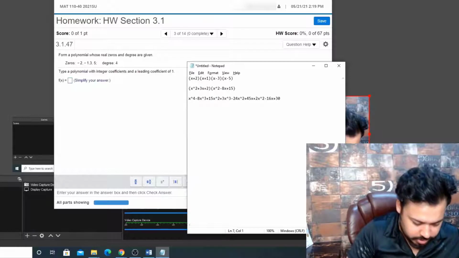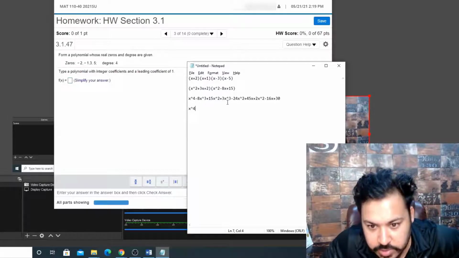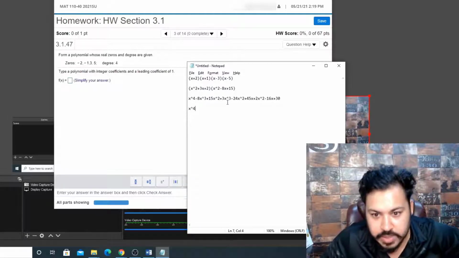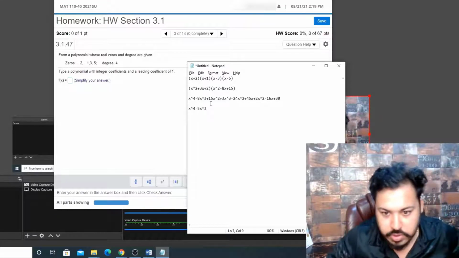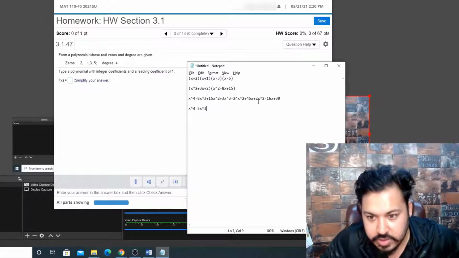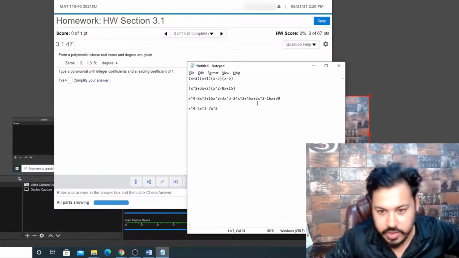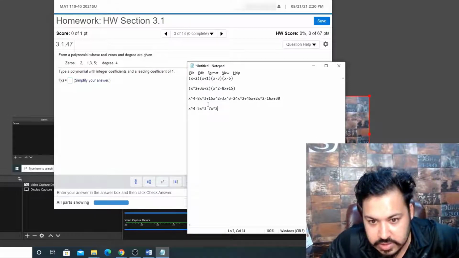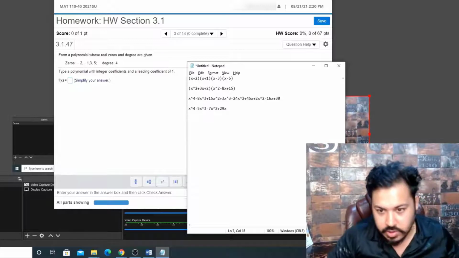So again, I have to simplify it. I find all the cubes: there is minus 8 and plus 3, which basically means minus 5x cubed. I take all the x squared terms together: 15 minus 24 is minus 9, and plus 2 is minus 7x squared. Then I go for the x terms: 45 minus 16 is 29x, and then plus 30. So that should be my answer.